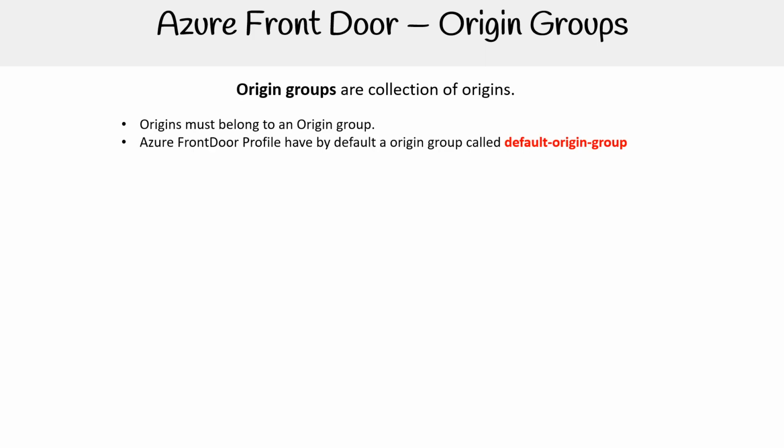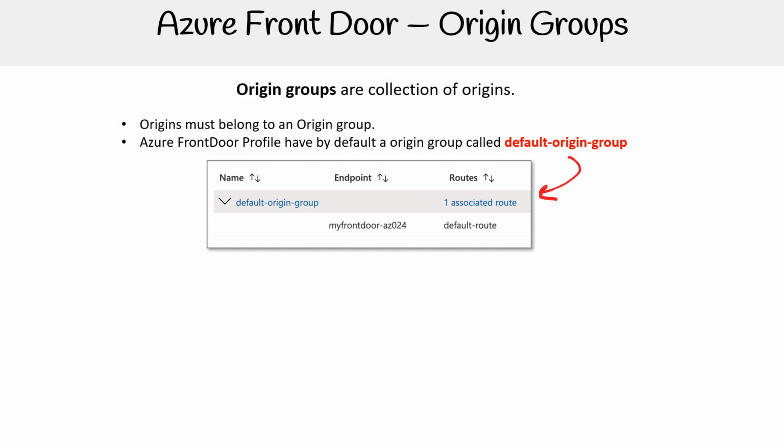And when you create an Azure Front Door profile, by default, you will have an origin group called default origin group. And so here it is. And here you can see we have a default route for whatever we set up for this Azure Front Door.